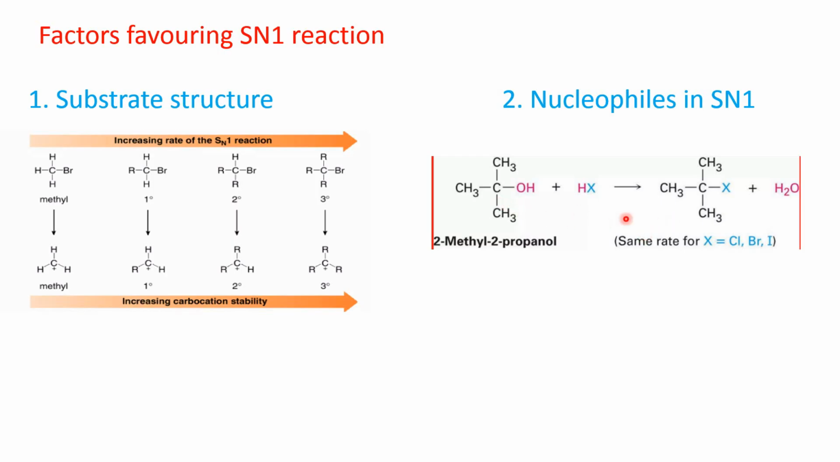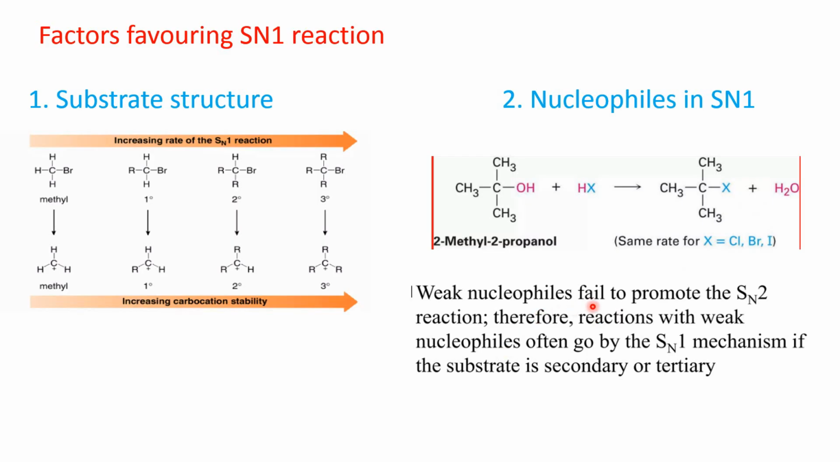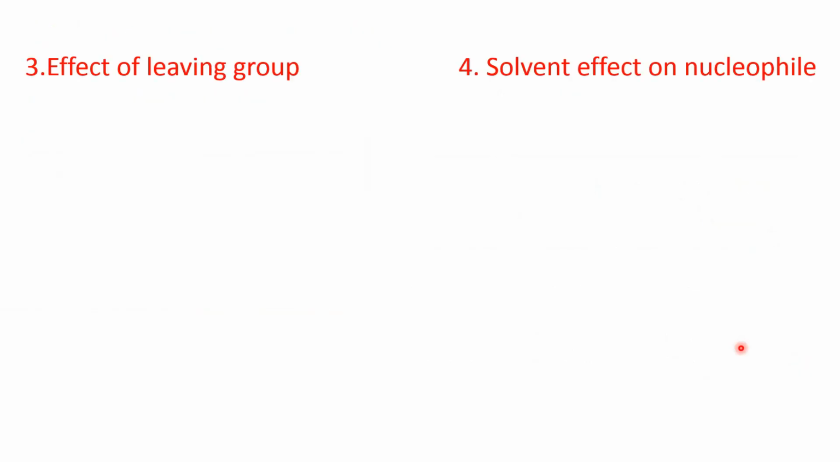Okay. See, in this reaction, this X may be chlorine, bromine or iodine, whatever it is, the rate will be the same. So the nucleophile does not have much effect on the rate of the reaction, but it should be a good nucleophile. A weak nucleophile fails to promote the SN2 reaction. Therefore, reactions with a weak nucleophile often go with the SN1 mechanism if the substrate is secondary or tertiary.